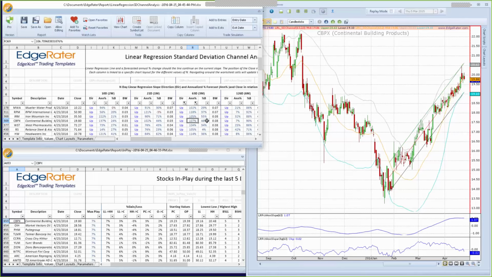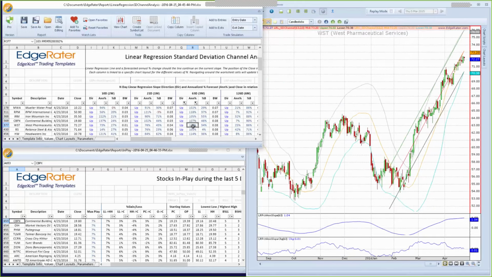Also notice as I go down through this list that the lower in-play report is keeping up with what we're looking at here. So I clicked on, in this case, CDPX, and the in-play report is now scrolled to show CDPX. So I can tell a few different things by looking at this in-play report too. Alternatively, we could start filtering and sorting by the in-play, and then the linear regression would also update to reflect what we're looking at down here. So everything is kind of synchronized and works together.